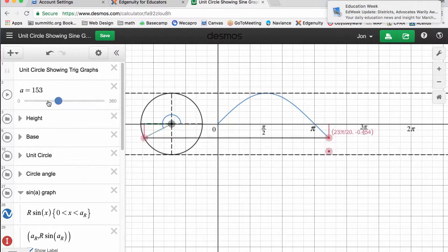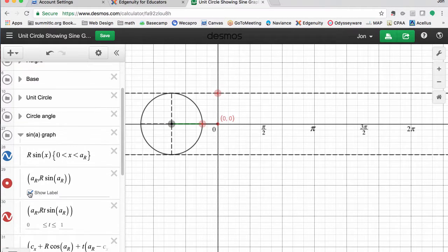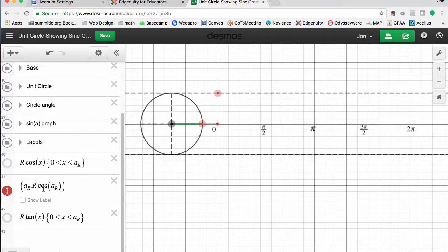All right, cosine. Cosine is really similar, right? So let's go back. Let's take off the sine label. Let's show the cosine graph. So now cosine, notice at 0 degrees, it starts off, it's my x value, right? So if the radius is 1, it's a full 1 unit away. And so it's starting at 0, 1.